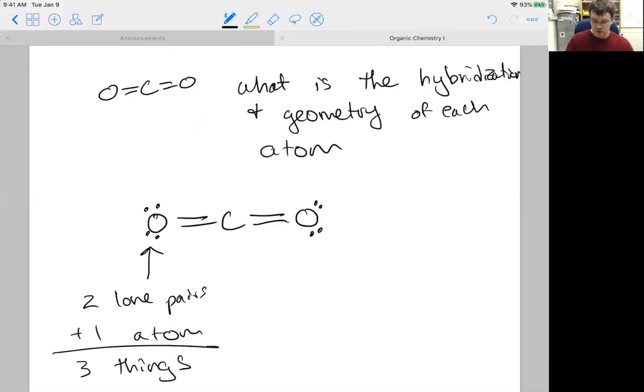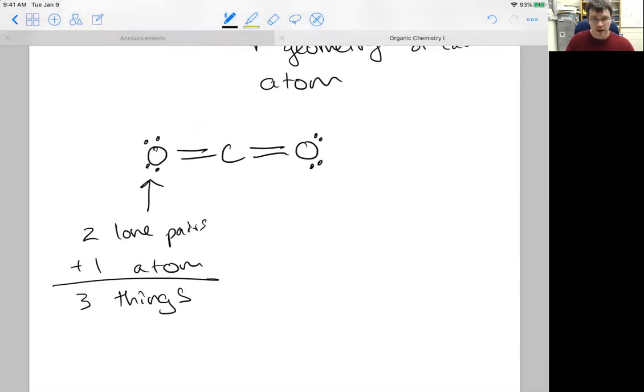So if we have 3 things around that oxygen atom, we're going to need 3 atomic orbitals to get us to our hybrid state. Well, I just goofed that up. sp3, no thanks. I need an s plus a p plus a p. That gets me to 3 orbitals total. It gets a little confusing because the s orbital counts first. So it's not sp3, because that would be 4 orbitals. It's sp2, from an s and 2 p's.